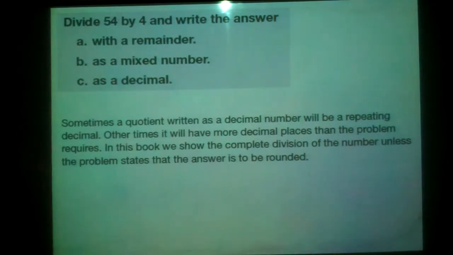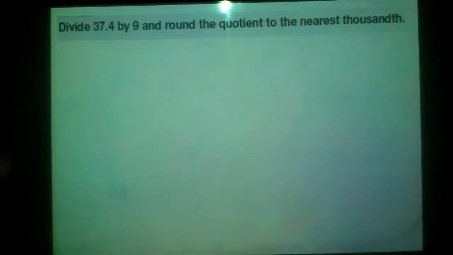Sometimes a quotient written as a decimal number will be a repeating decimal. Other times it will have more decimal places than the problem requires. In this book we show the complete division of the number unless the problem states that the answer is to be rounded. So unless it says you should round it, keep going with your division.